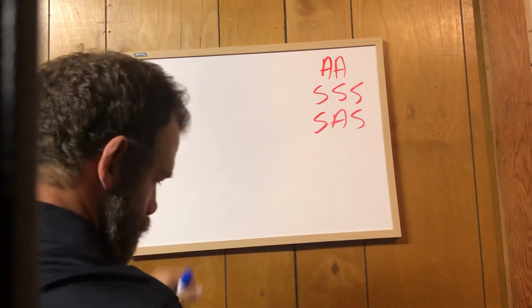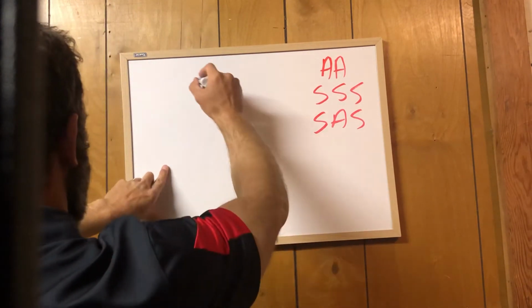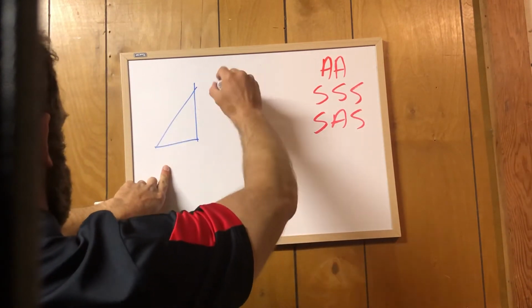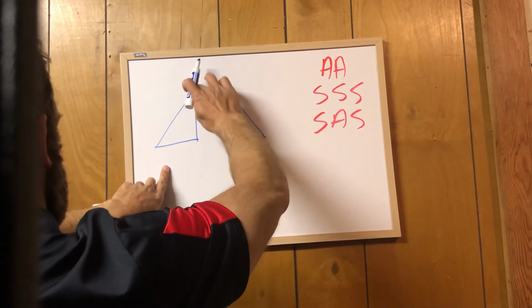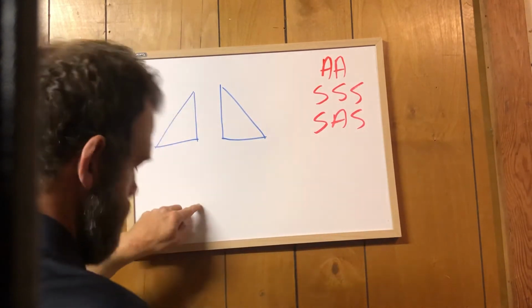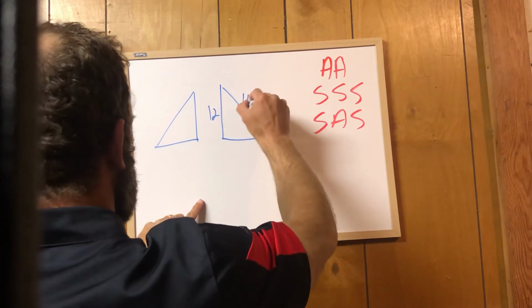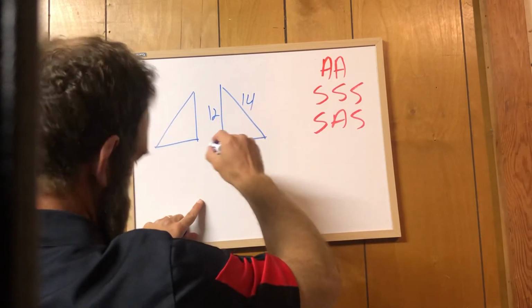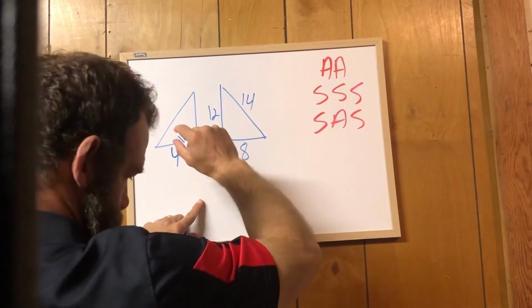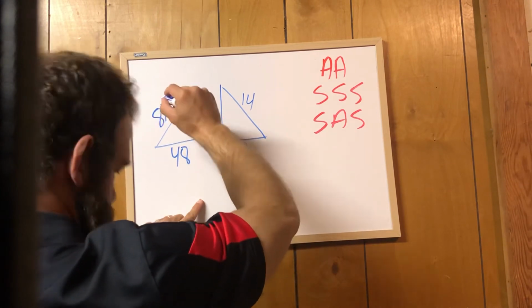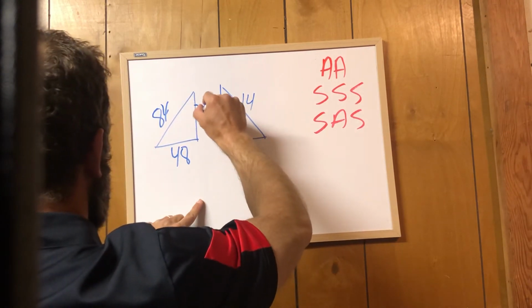I give you two triangles. They could be right triangles. I don't know if the Pythagorean theorem is right for them, but let's look. 12, 14, 8, 48, 84, 72. All right.